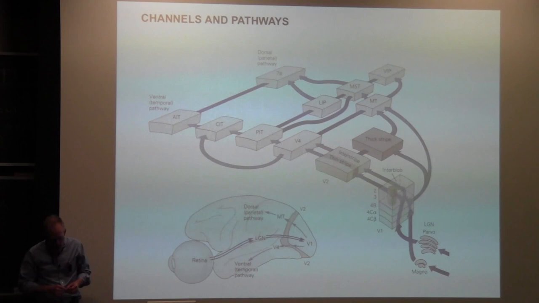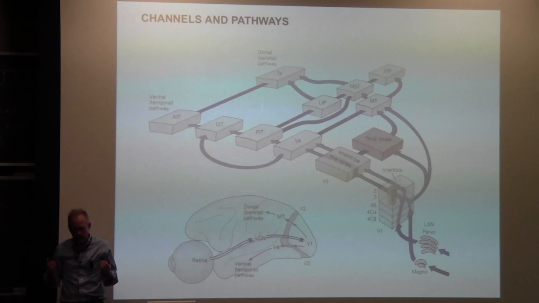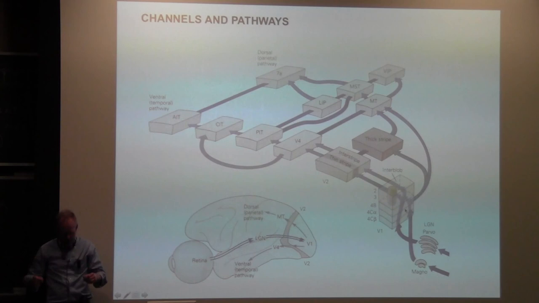So the other place that layer 4B projects motion information to is the so-called thick stripes in V2. So if you stain V1 and V2 for cytochrome oxidase, which is a metabolic enzyme, the pattern that you see in V1 is a pattern of blobs. It looks like a bunch of leopard spots. And the pattern that you see in V2 is stripes, an alternating series of thicker stripes and thinner stripes. And it's the thick stripes in V2 that get motion information from this particular layer in V1.